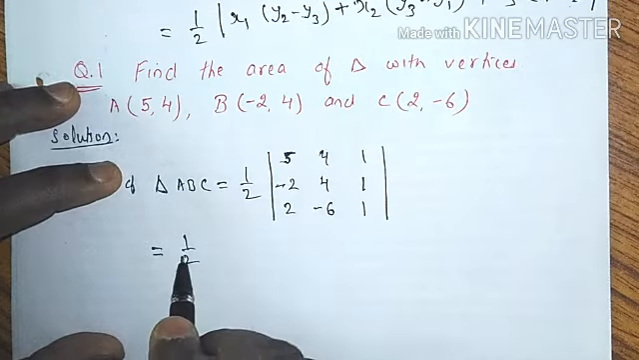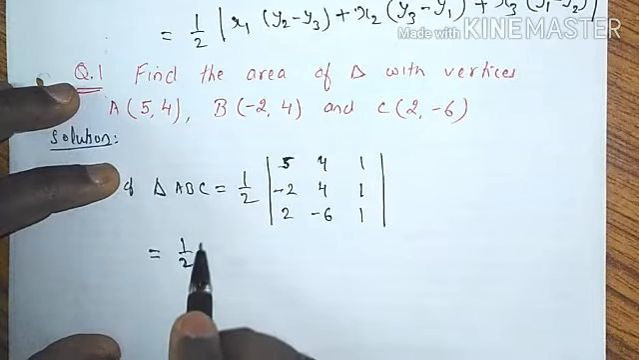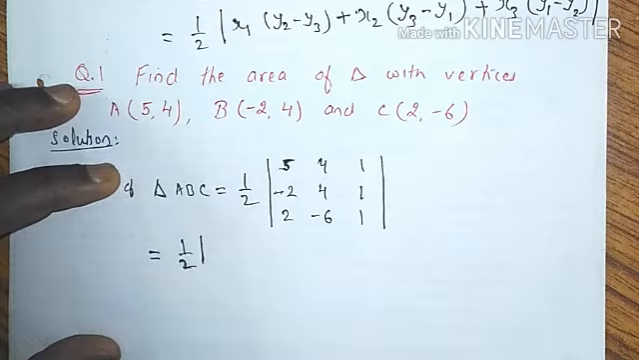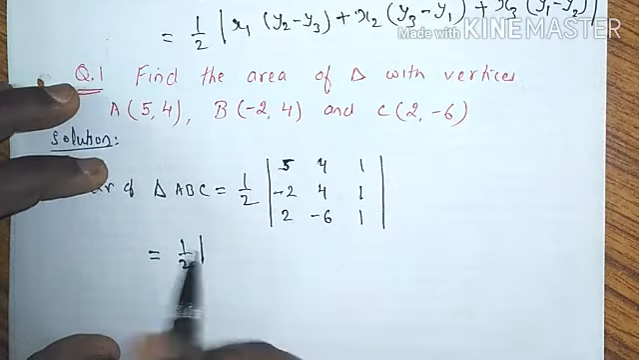Then we will have to find the absolute value of the expansion of this determinant. That is why I am writing this mark of absolute value. And why are we taking the absolute value? Because we know that the area of a triangle can't be negative.